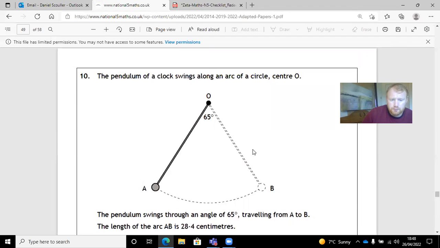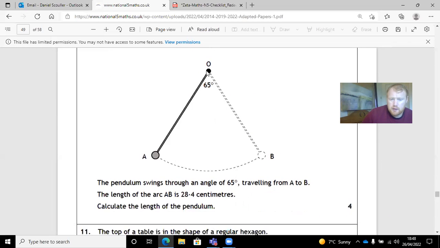Right, pendulum clock swings on the arc. Okay, so it's an arc question. You can see the sector that it's sort of pathed out. Okay, so the pendulum swings through an angle of 65 degrees, traveling A to B. So you get given what the arc is, that length A to B. You get given that angle, and you're calculating the length of the pendulum.